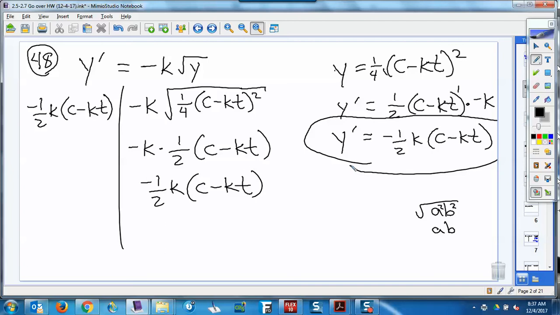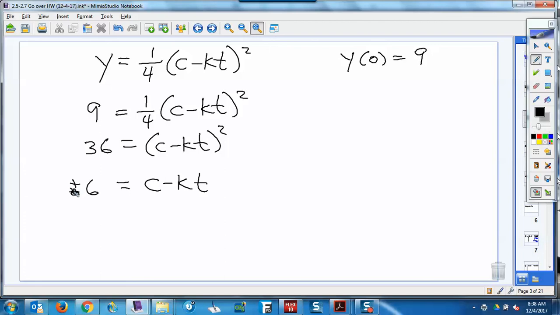We said k is, what was k? k had to be positive, right? So y can be decreasing. So this is negative, this is positive, and we know we want this to be negative, so what's C minus KT got to be? Positive. This has to be positive times negative, because we already know k has to be positive because of up here. So if k is positive, that means this has to be positive. So C minus KT has to be positive. Okay? So because of that, only because of that, can we not put a negative 6 there.